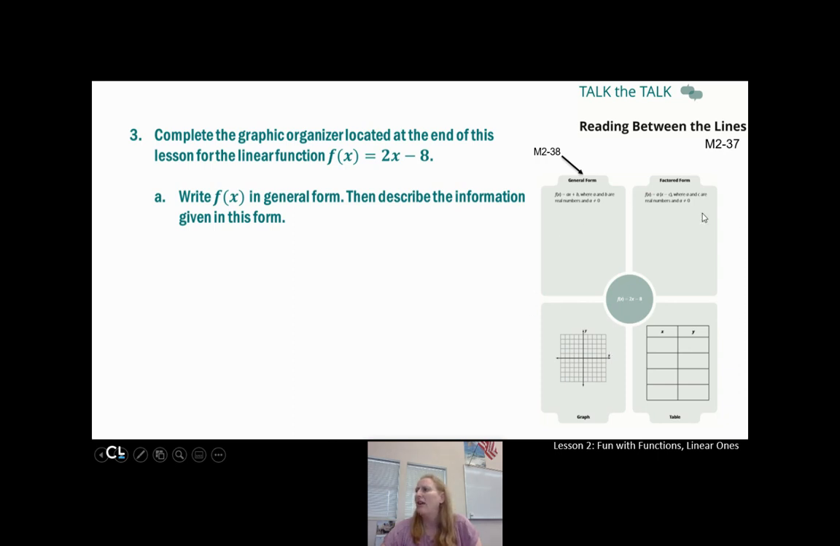By the way, this graphic organizer is on page M2-38, so if you're not sure where we wandered off to. Give me the general form, give me the factored form, and if you're ready for it, give me the graph of it as well. And if you're feeling really feisty, go ahead and fill in the table. It could be fun. Go ahead and pause to work those out, and then hit play when you're ready to check your work.